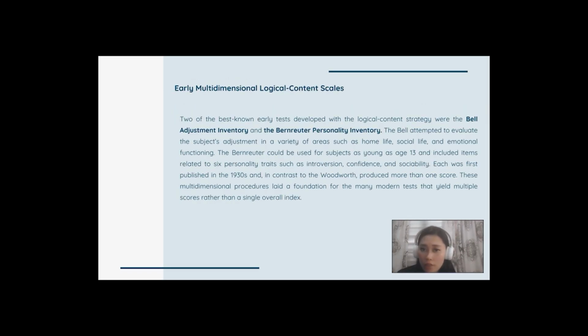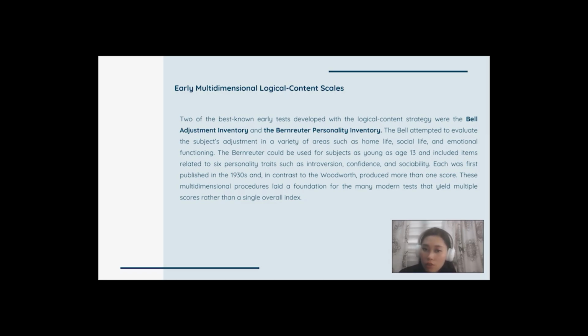This is another example of tests based on the logical content approach. The two notable tests from the 1930s are the Bell Adjustment Inventory, which measured how well a person was adjusting to different areas of life like home life, social life, and emotions. For example, a person's score might reflect how well they are coping with family issues or friends. The Bell-Reuter Personality Inventory focused on traits like introversion, confidence, and sociability. For example, a young person might be assessed on how outgoing or shy they are in social situations. It was designed for people as young as 13.